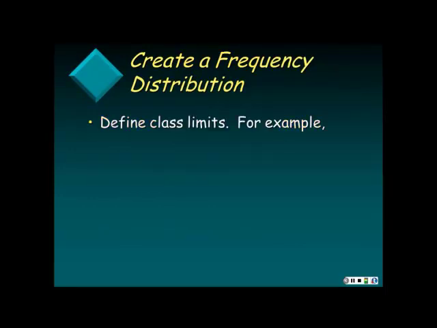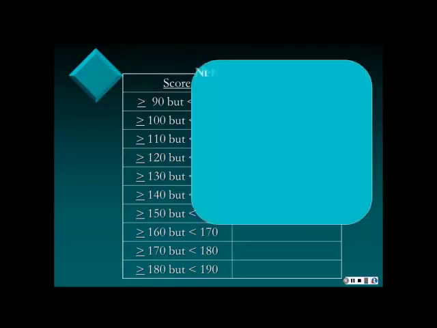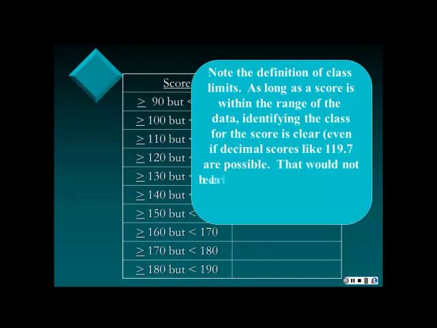So we'll need to get the class limits. Greater than or equal to 90 but less than 100, greater than or equal to 100 but less than 110, and so on. Be careful in this definition. What I want to do is have something precise. So, for example, since I can see it here, let's say I had a value of 178.7. In my case, 178.7 clearly goes in the class greater than or equal to 170 but less than 180.